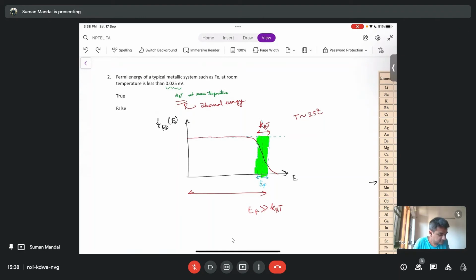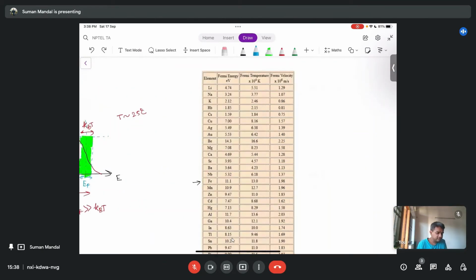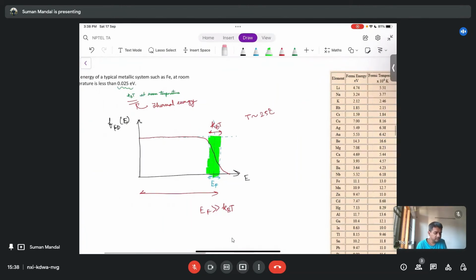Sir, but we need to know the table, no, sir? How many values can we remember? No, no, no. You don't need to remember these values. As I said, it's more important to understand the scale of things, not the exact format.